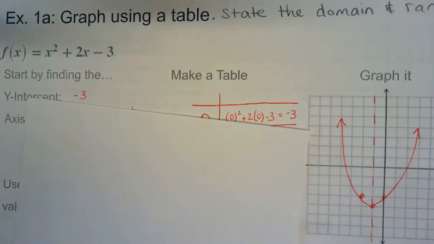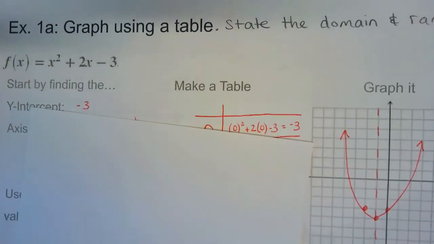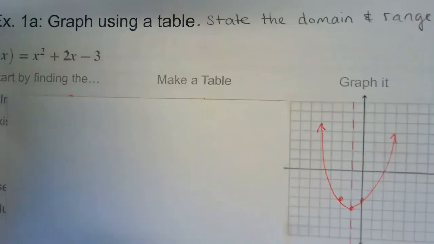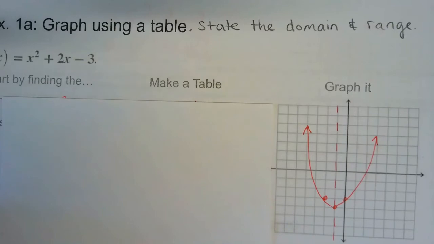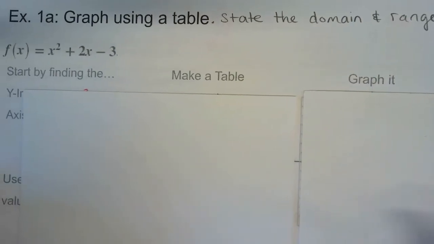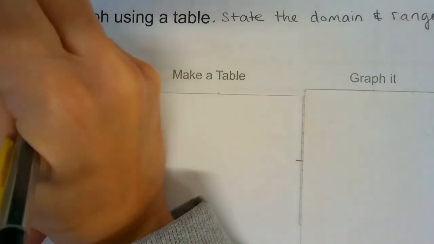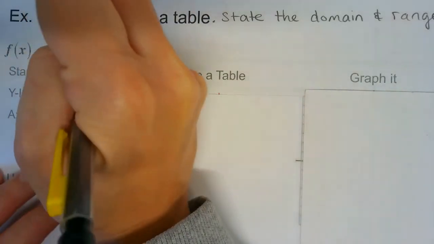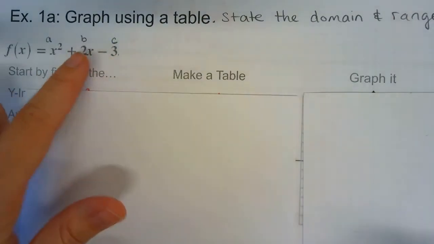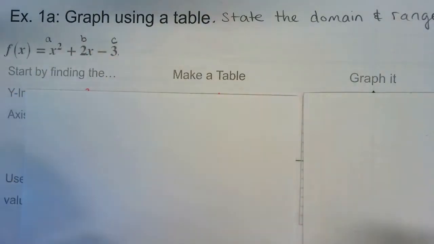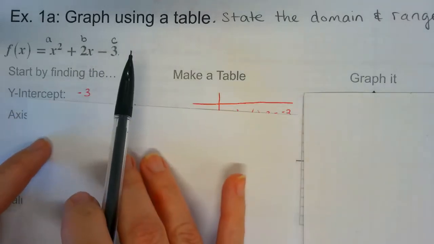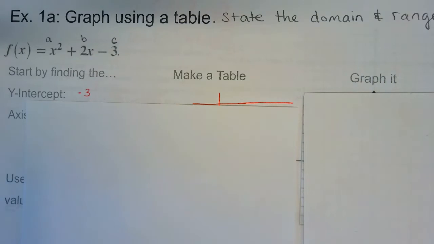So we're going to graph using a table and state the domain and range. So our function is x squared plus 2x minus 3. So the first thing is just, again, identifying some basic things. So in this form, I always have an A number, a B number, and a C number. Even if you don't have those numbers, they can be represented with a 0. Your y-intercept, remember, is just your C value. So I know my y-intercept would be at -3.